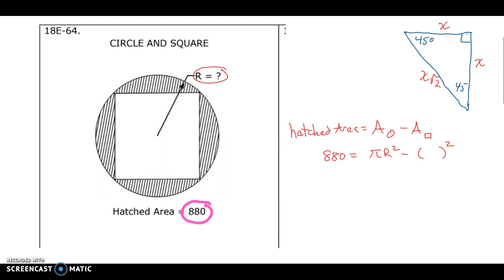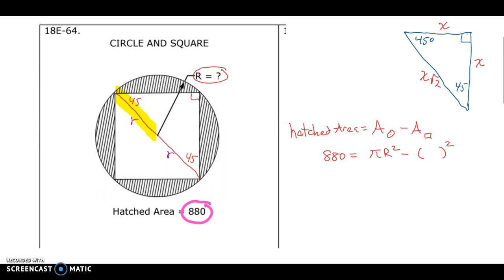So to do that, we're going to draw in a diagonal. And in drawing in a diagonal, we have formed a 45, 45, 90 triangle. Okay, so from here to here is a radius. Also, the other part is another radius. So the hypotenuse is 2r.